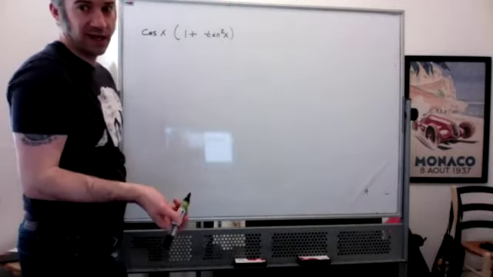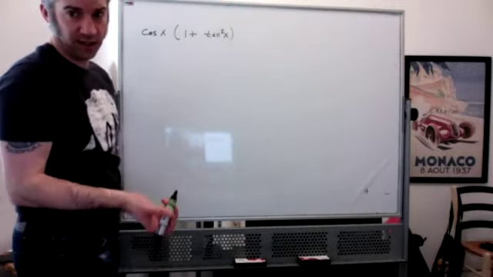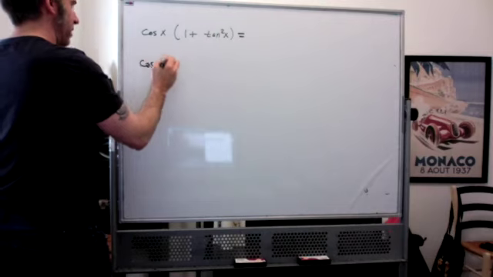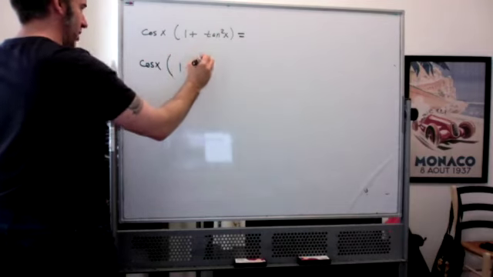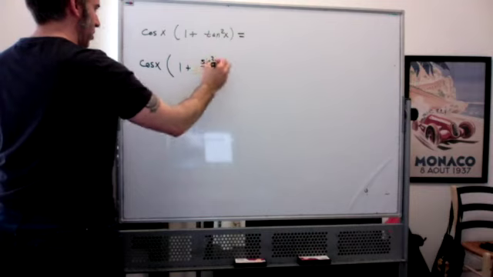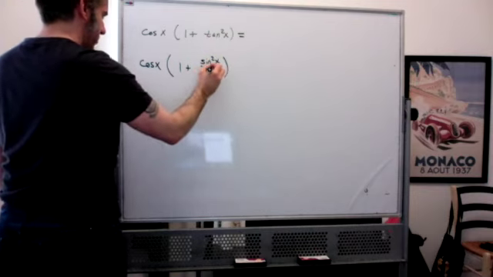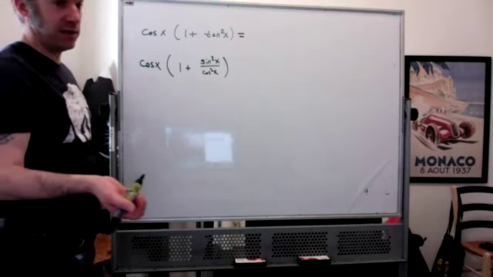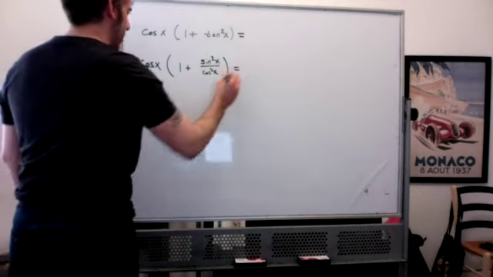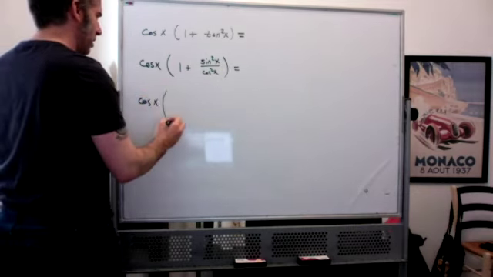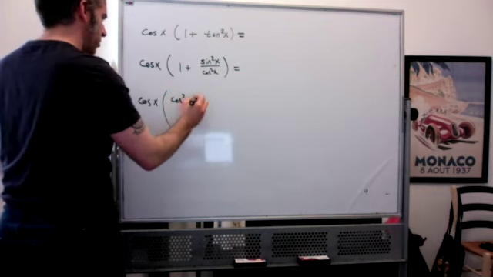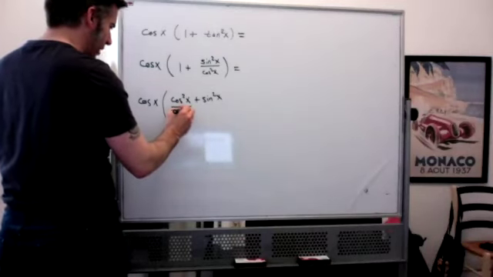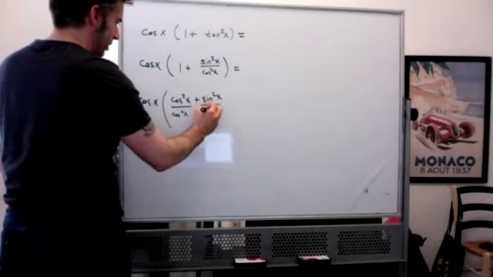Typically, when I'm writing this, I'm going to think of things as sines and cosines. I feel like that's usually the most efficient way to get there. This is cosine of x times 1 plus tangent squared, which is sine squared x over cosine squared x. And then we almost always want to get the common denominator to be able to add fractions together. So I'm going to write this as cosine of x times cosine squared x over cosine squared x plus sine squared x over cosine squared x.